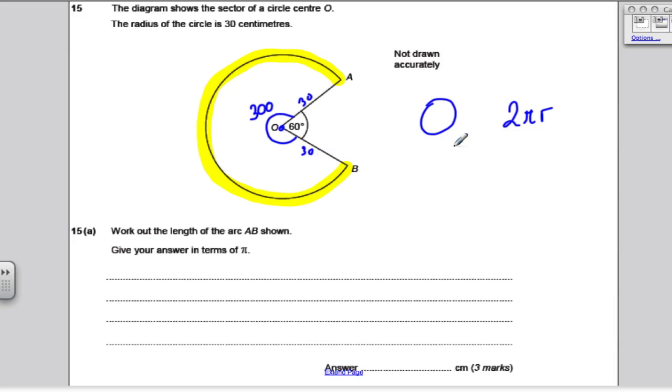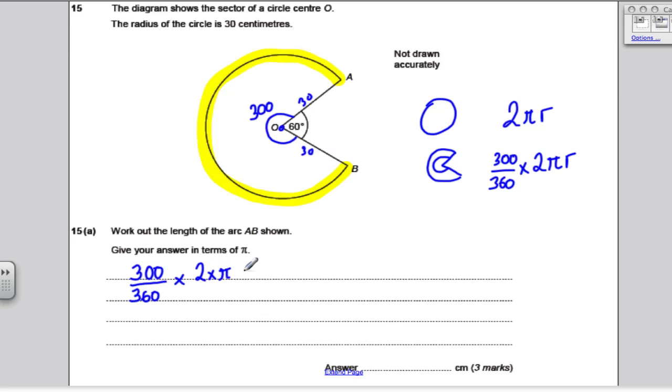So the distance around a portion of it, a portion where you've only got 300 degrees, must be 300 out of 360 times 2 pi r. So, if we want to work out this distance, we would do the fraction of the circle we've got, which is 300 degrees divided by 360, and we would multiply it by 2 times pi times the radius, which we know is 30.